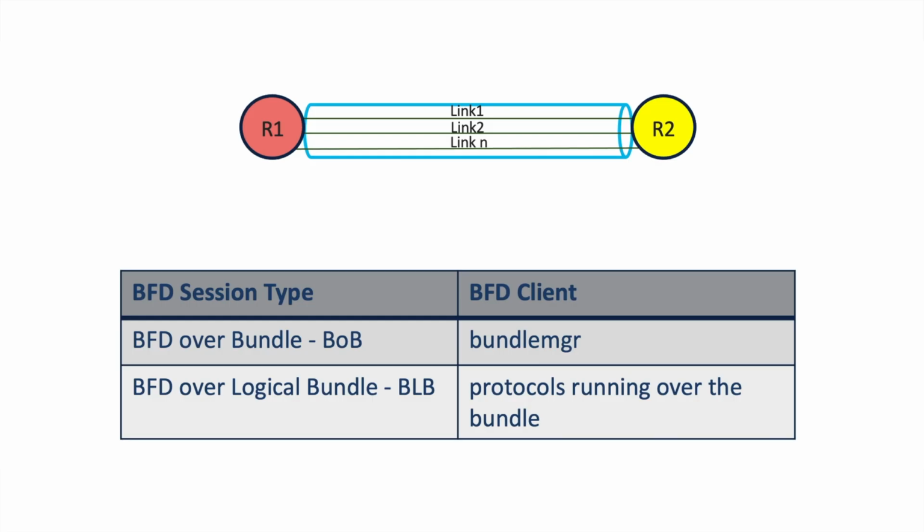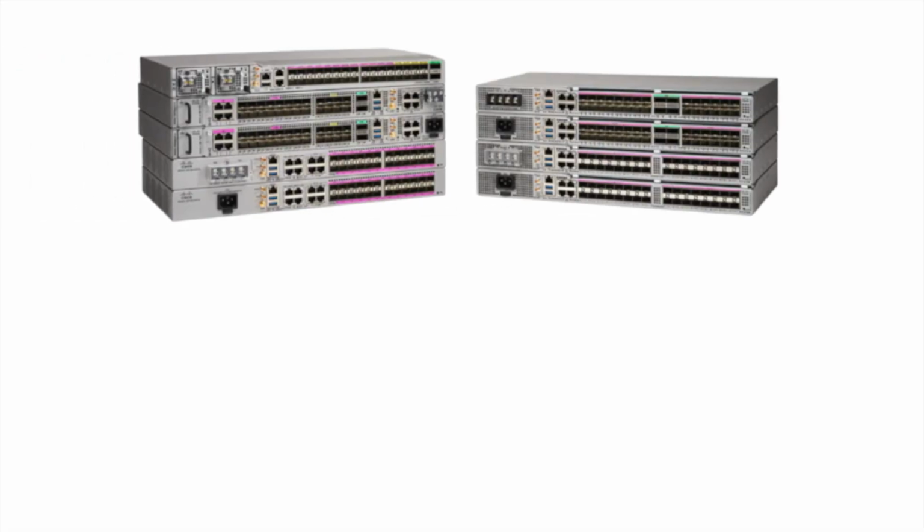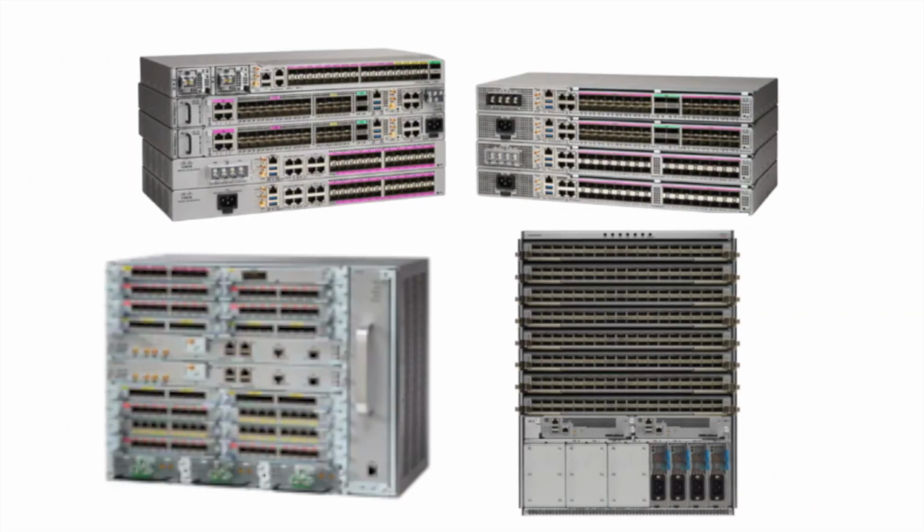In this video, we will discuss the feature BLB and BoB coexistence on NCS 5500 and NCS 500 series routers. Prior to 741, we already supported BoB and BLB separately, but with XR 741, we will be supporting its coexistence as well. Coexistence means when BLB and BoB sessions are on the same bundle interface. The feature is supported on all the platforms including NCS 540, NCS 560 and NCS 5500.